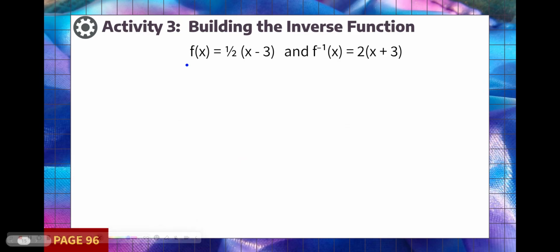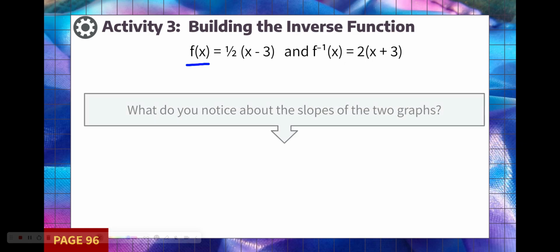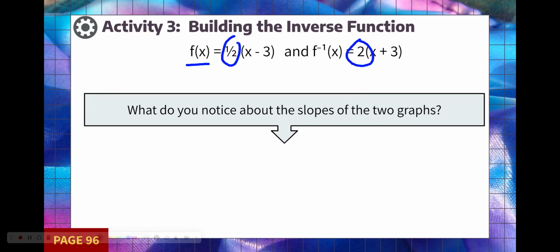So f of x, which is the original equation, is 1/2 times x minus 3. If you get the inverse of that, that will turn into 2 times x plus 3. What does it mean? What do you notice about the slope of the two graphs? Where are the slope, Miss Kapasha? The slope is the number before the equation, also known as stretch and compress.